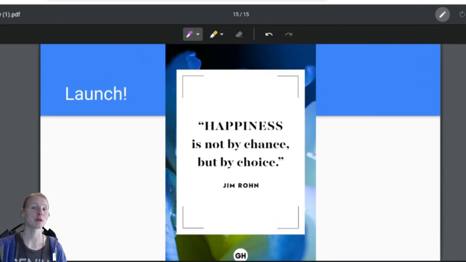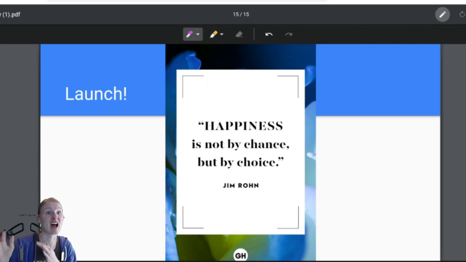Okay. Lastly, your launch. Happiness is not by chance, but by choice. This was very hard for me growing up, because when I was in high school, I was like, well, it just wasn't a good day. I didn't feel happy today. But if you just sit around waiting to feel happy, you might not. If you just sit around and wait, oh, I hope somebody else makes me happy, I hope that I am happy, you might not be.